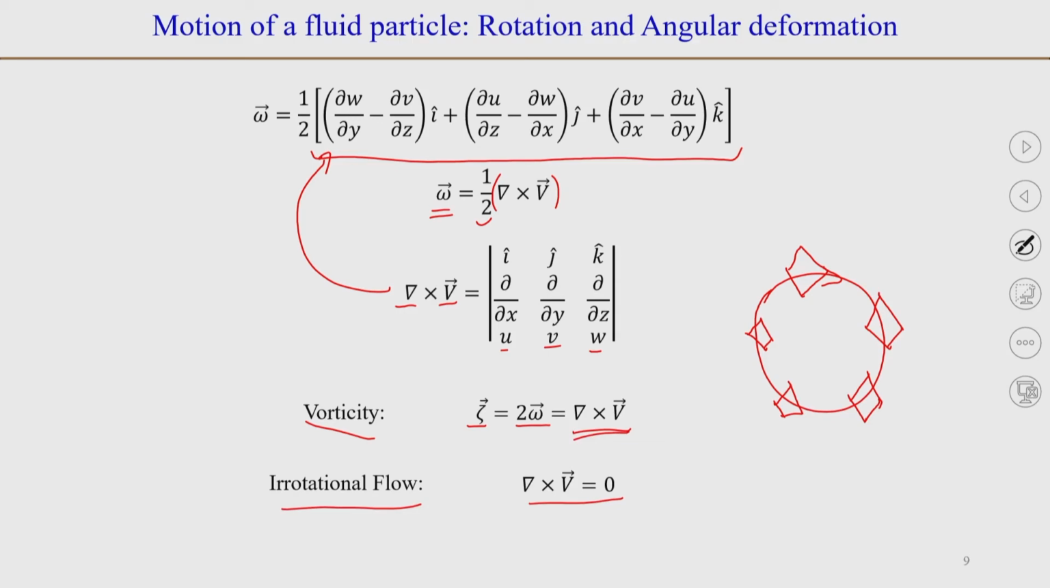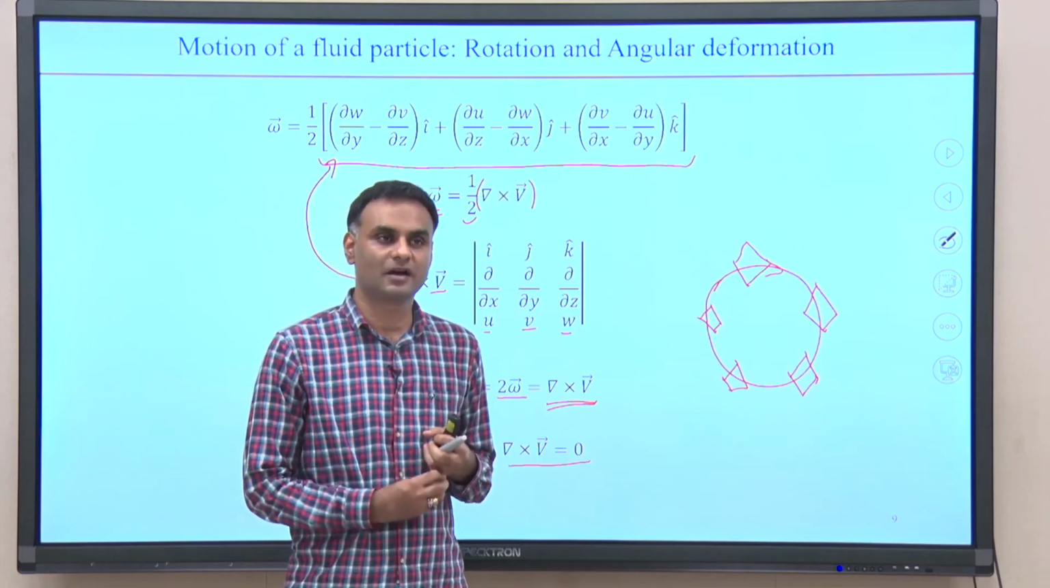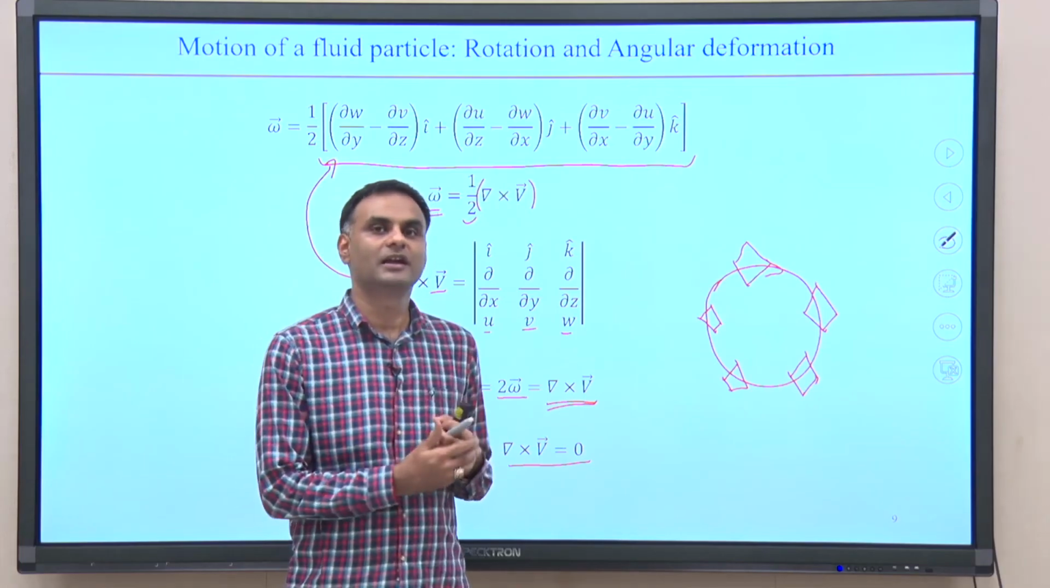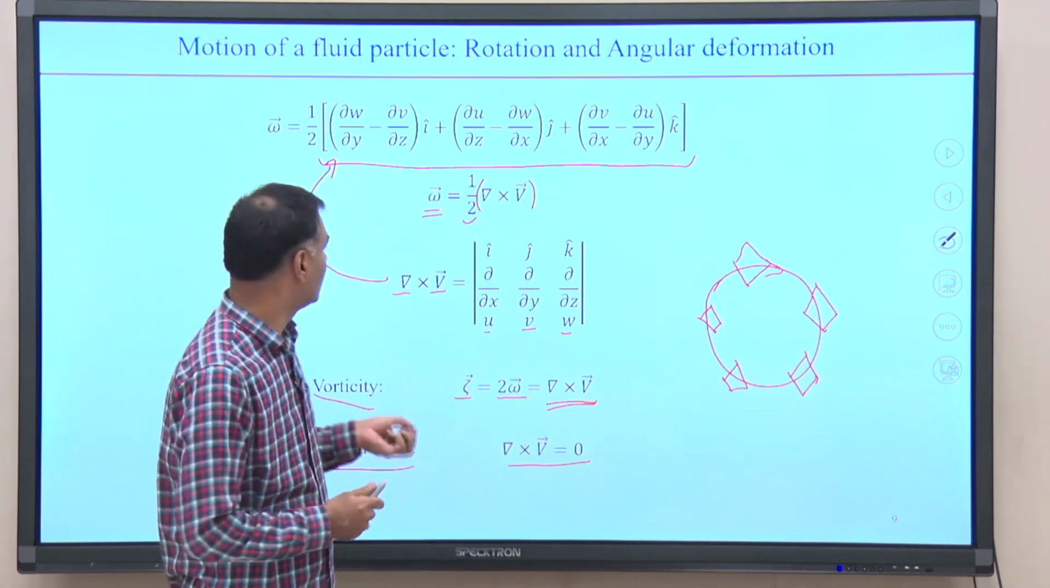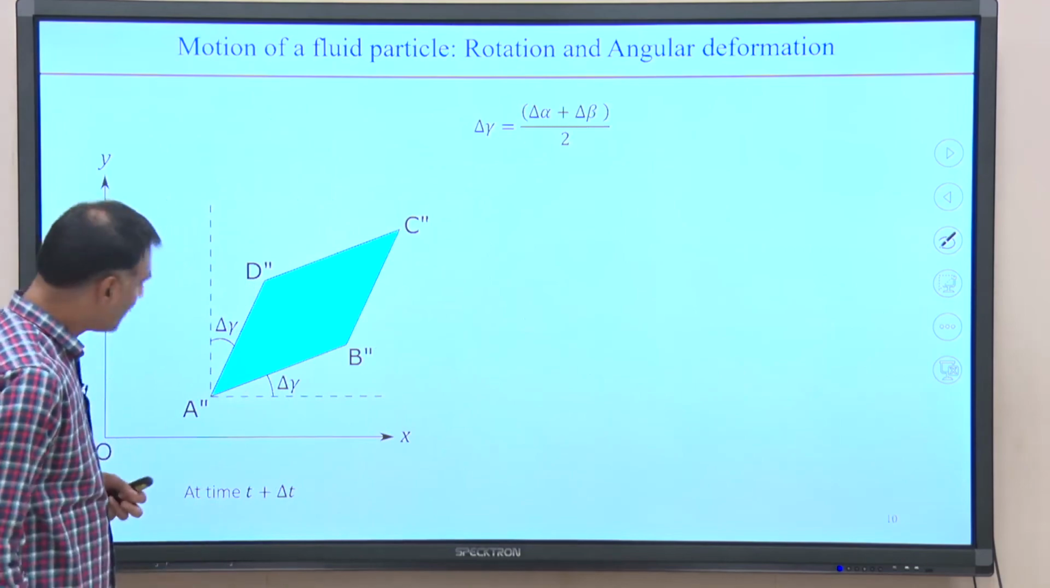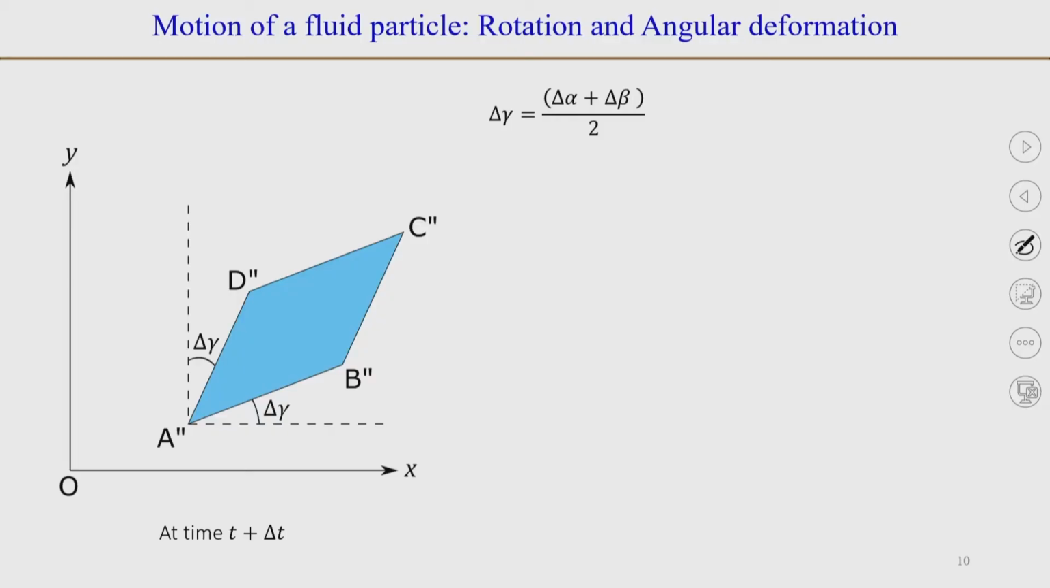So, until now we have discussed what delta theta is. Now, we need to find delta gamma, which is the angular deformation of the fluid element. If we go back to our previous picture and look at only the angular deformation of the fluid element, this fluid element has undergone an angular deformation of 2 delta gamma, that is, the change in angle between lines AB and AD from 90 degrees. So, that is 2 delta gamma.